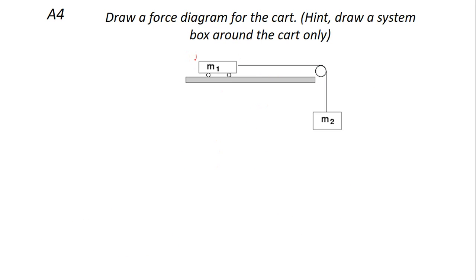And number 4, draw a force diagram for the cart. This is why these system boxes are so powerful. You can say, aha, that's all I have to worry about. And the rest I don't need to worry about at all.